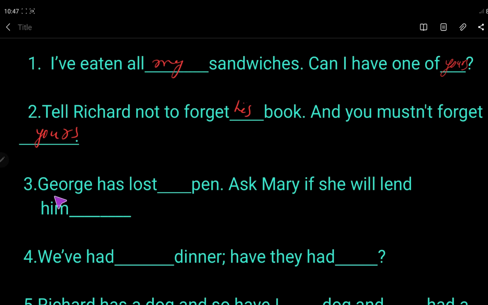In sentence 3, "George has lost ___ pen": one noun, so we will write "his pen." "Ask Mary if she will lend him hers." I think you are understanding easily now. "We have had our dinner. Have they had theirs?"